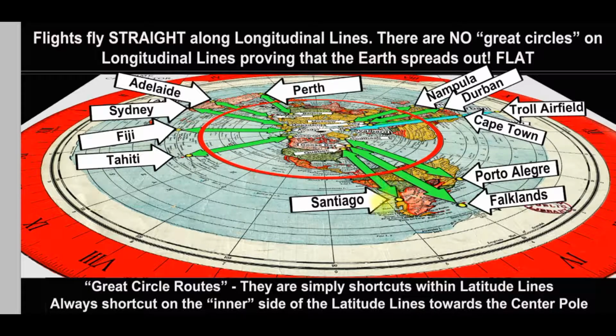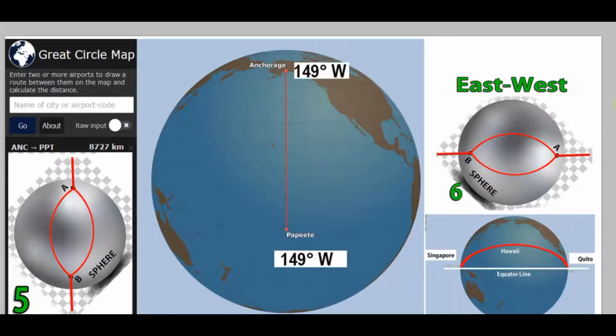Okay, remember we are going through the face of the flat earth as a clock. We started right here, Adelaide. We moved to Perth, Nampula, Durban, Troy Airfield, Cape Town, Porto Alegre, Falklands. We're now in Santiago. I got 3 more to go. So let's go to flight number 10.